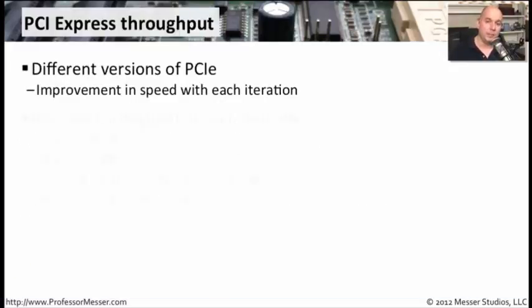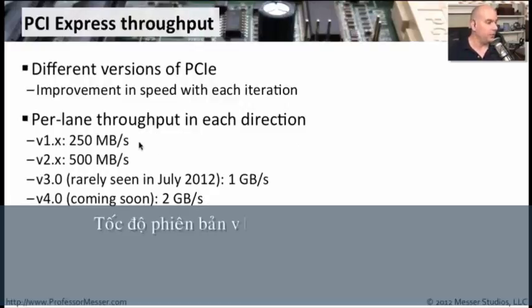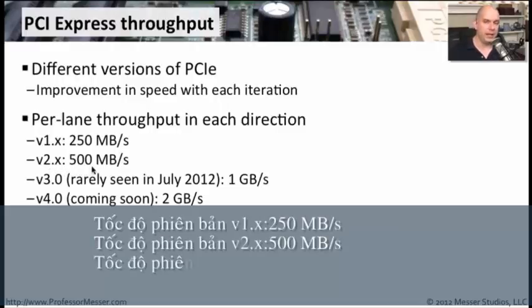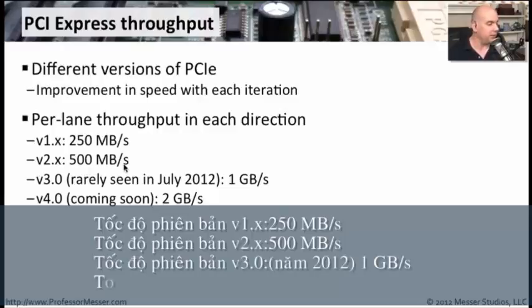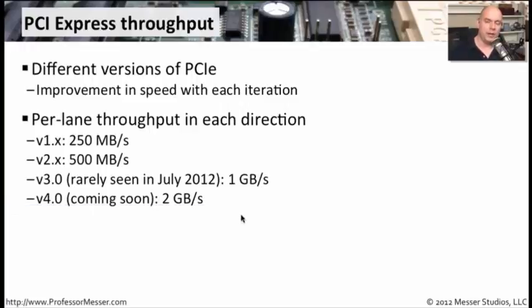If we wanted to compare the different speeds between those different versions, you can see the version 1.x had 250 megabyte per second lanes in each direction. When we got to PCI Express version 2.x, it doubled the speed up to 500 megabytes per second. Although you don't see it very often, there is a standard version 3.0, and it has the capability of sending 1 gigabyte per second in either direction. And there is currently work underway for version 4.0, and it is said to increase the speed up to 2 gigabytes per second in both directions when you're working in a PCI Express environment.